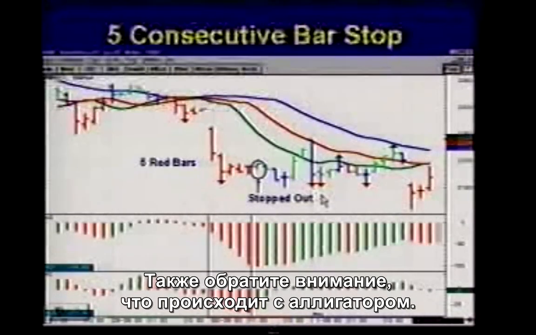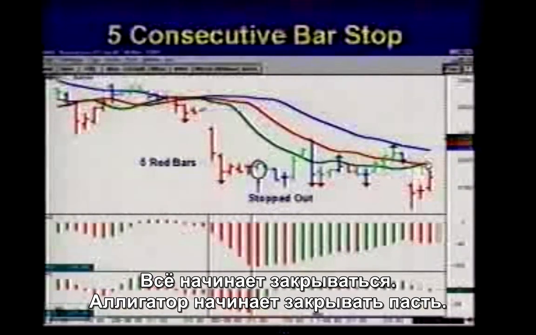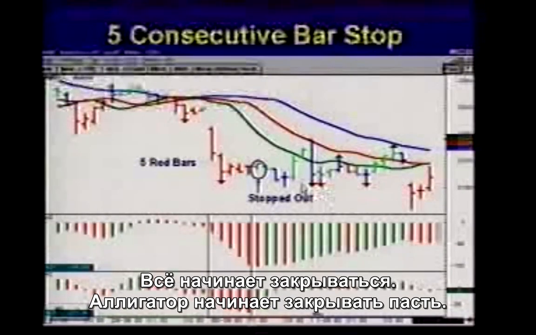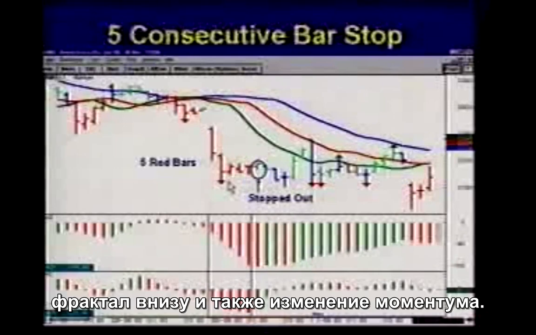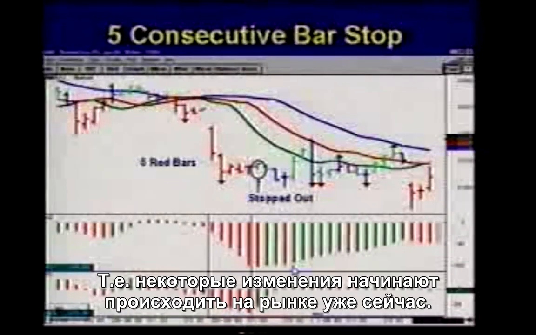Now, you also see what happens with the gator. You see everything starting to close up. The gator's starting to shut his mouth. You have squats here. You have a fractal on the bottom. You also had a change of momentum. So some things were starting to happen in the market conditions as well.